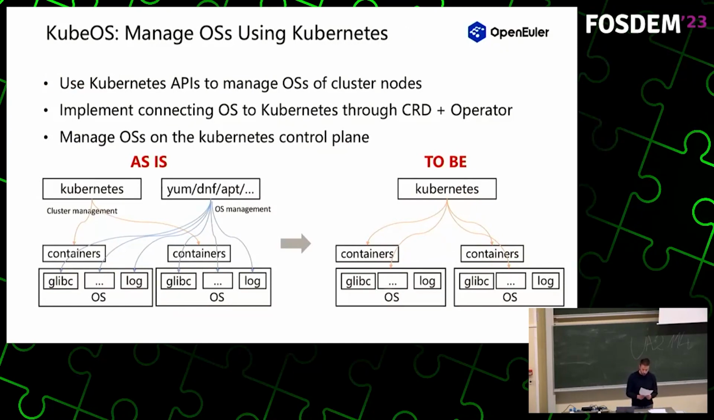The first feature is the ability to manage the OS directly through Kubernetes. We use API extension, custom resource, CRD, designed and registered in the cluster. We use the Kubernetes operator framework to create a customized controller for the OS to monitor and manage it.